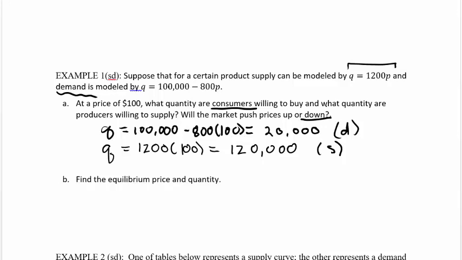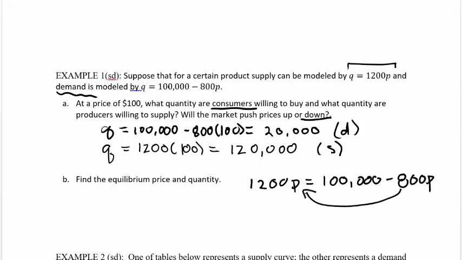Part B, find the equilibrium price and quantity. So the equilibrium is when supply equals demand. Since these are both in the form Q equals, we will first solve for P by setting these equal to each other. So we have 1200p equals 100,000 minus 800p.